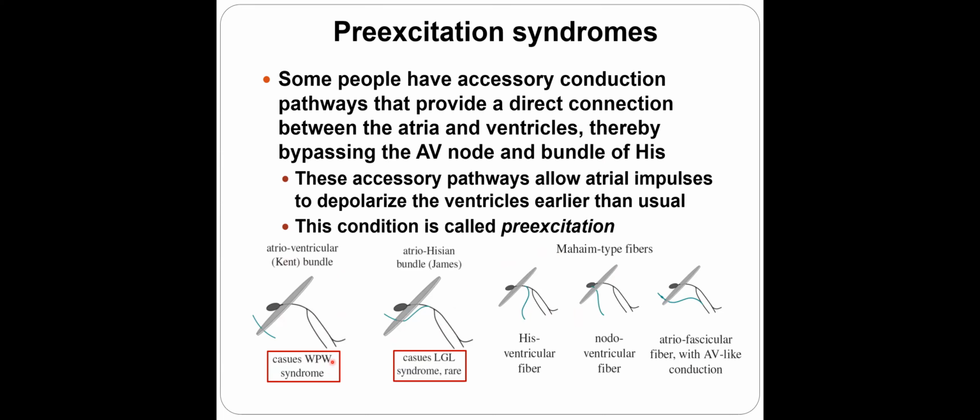Very common one, the WPW syndrome. LGL is not as common as the WPW. We have an accessory bundle, a muscle tie bundle, the bundle of Kent, connecting the atrium to the ventricle through the annulus fibrosus. So it's connecting muscle to muscle. LGL means that atrial muscle is connected to the bundle of His. There are some other Mahaim fibers, but we don't need to learn about them.